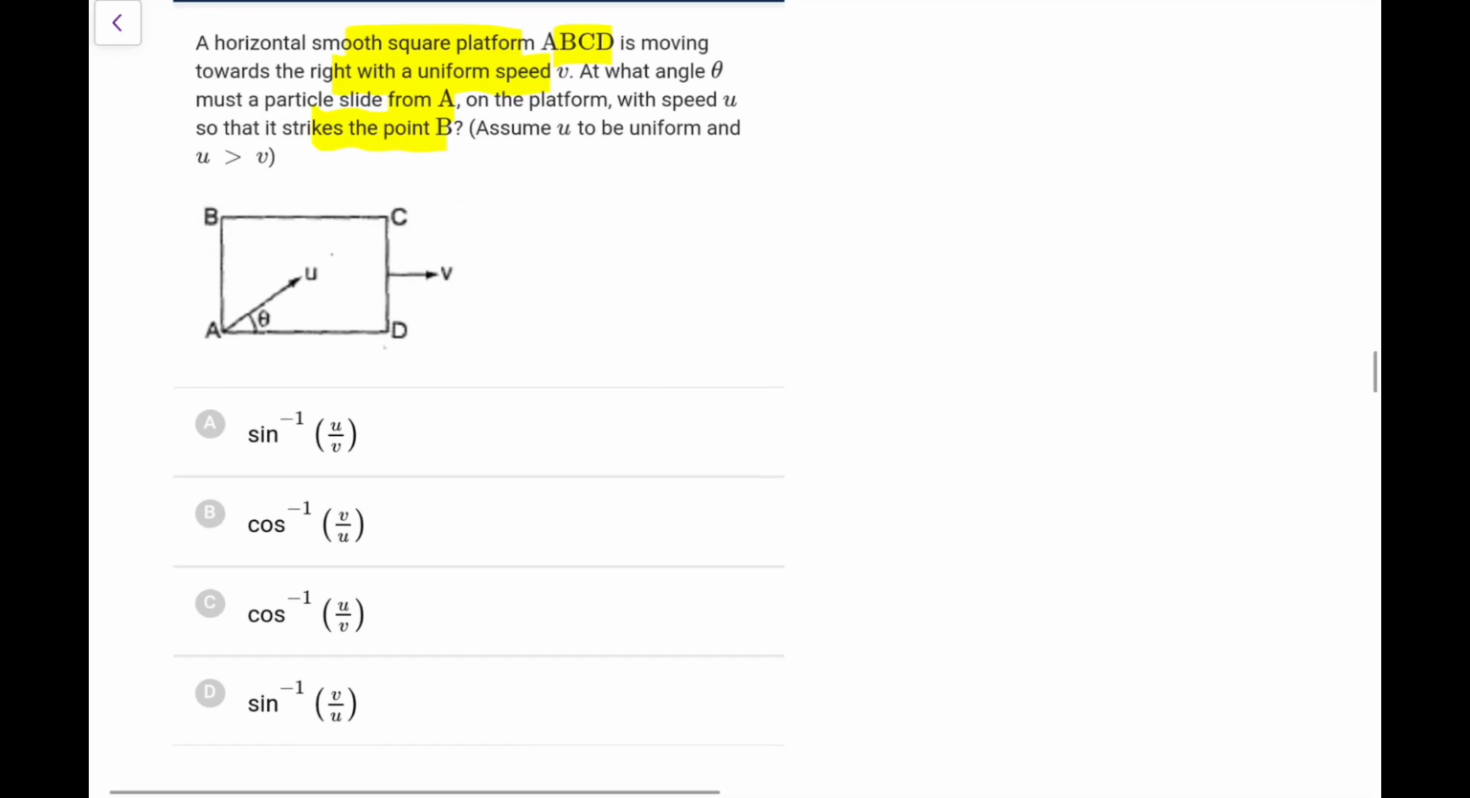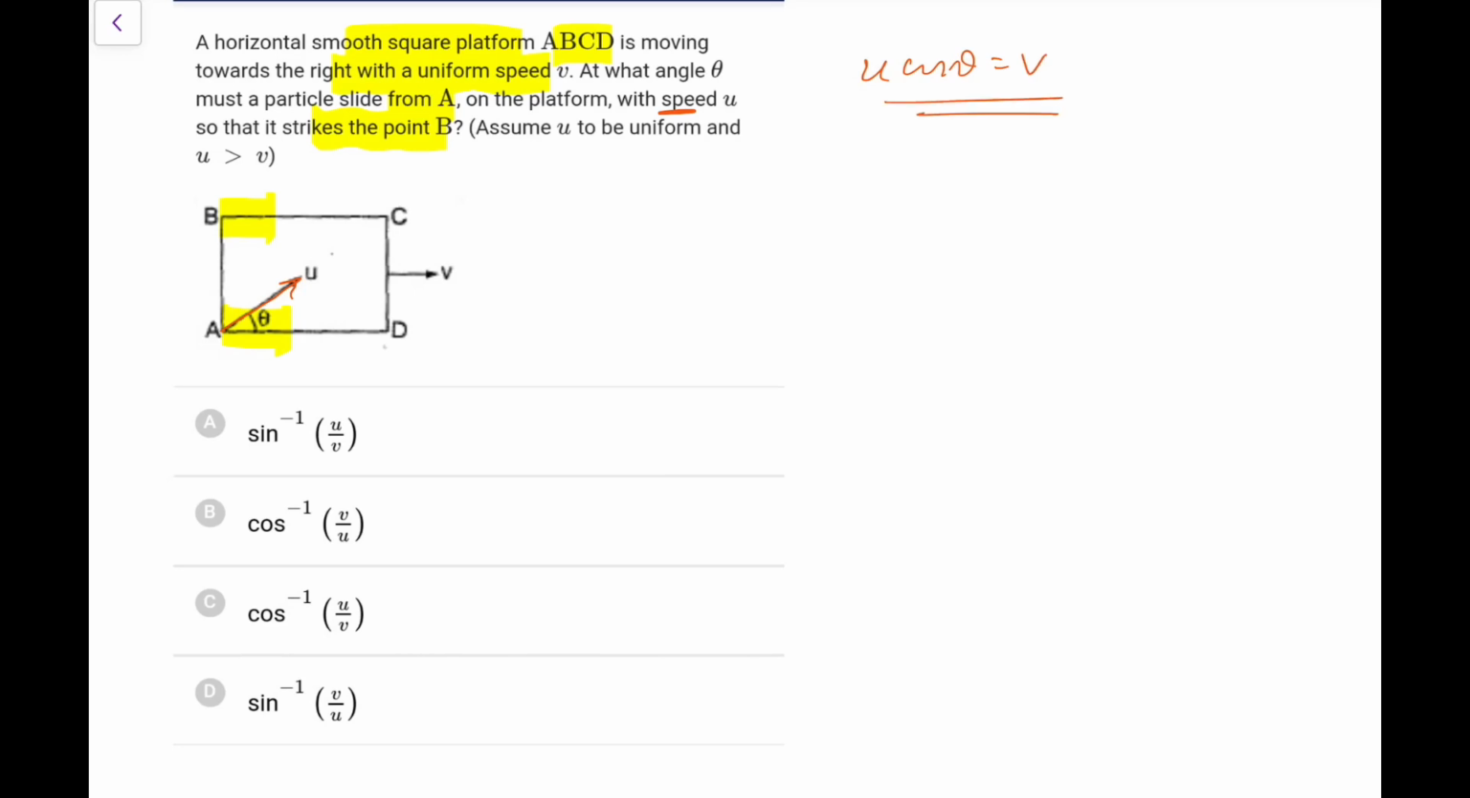So for it to strike the point B, it means definitely the horizontal velocity of B and the horizontal velocity of A must be the same. That is what you need to make sure. So what is the speed u? U is the speed with respect to whom? Okay, the speed is also with respect to the ground. So what you need to remember, simply u cos theta should be equal to v.